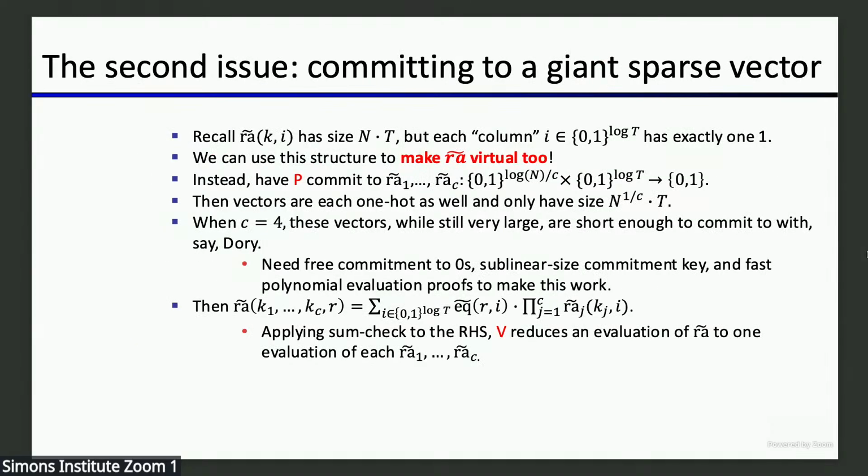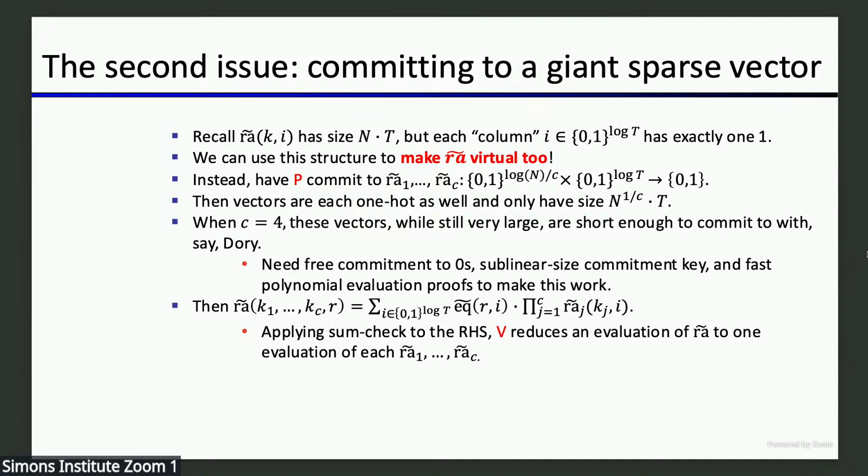In a sentence, you only have to pay for the non-zeros in the commitment if you have free commitments to zeros. Now, even that is not quite true, because if you have a linear size commitment key, you can't tolerate a commitment key of size 2 to the 64. Also, the evaluation proofs can hurt you. They can be expensive enough that it still is not doable.